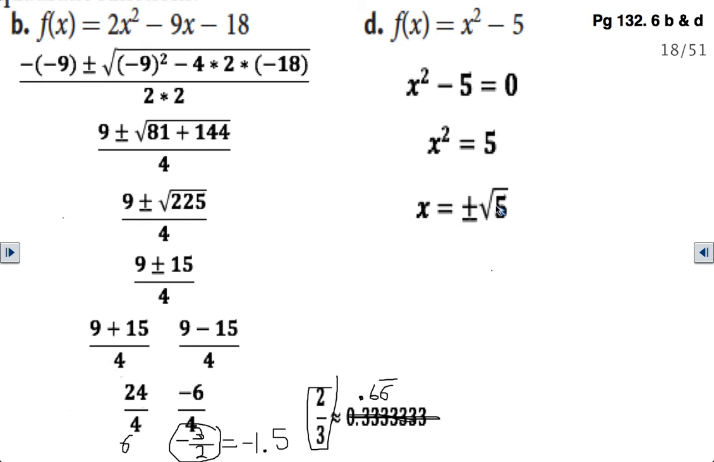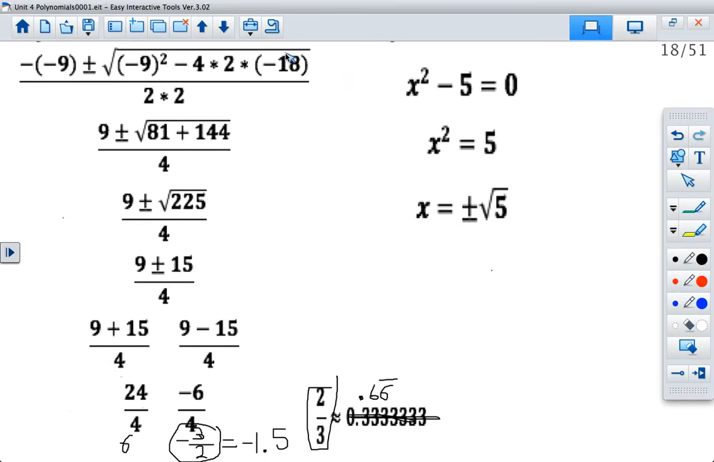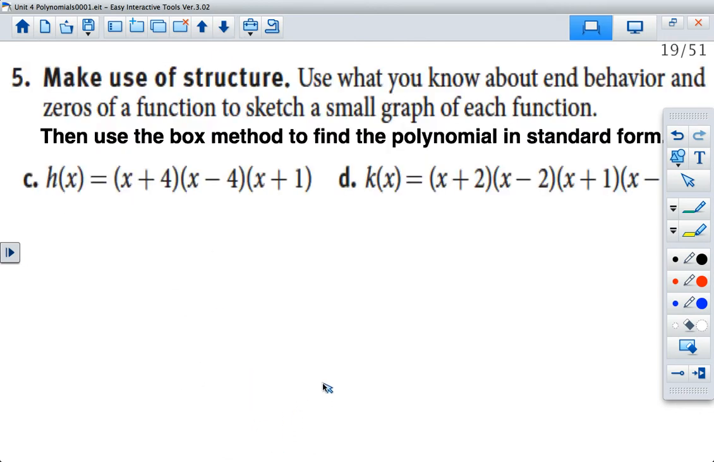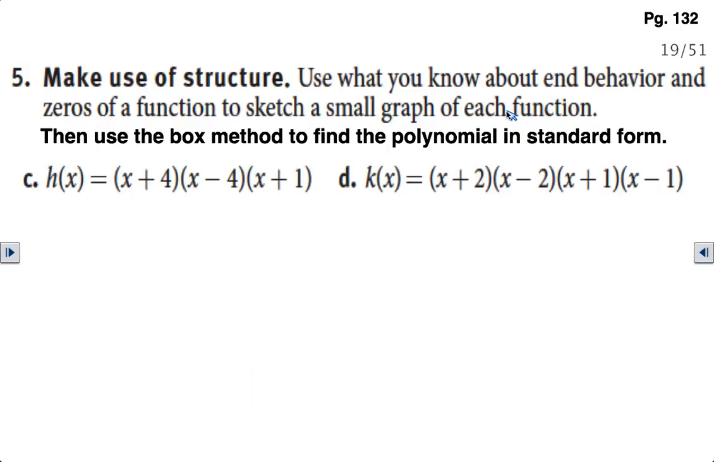All right, so now let's look at problem 5 on the same page. I just wanted to remind you that now that you know how to use your box method, I want you to find the polynomial in standard form. In this case, you only have 3 factors. So the first thing you want to do is multiply these 2 factors together with the box method, and then whatever your answer is from these 2, multiply it by x plus 1.